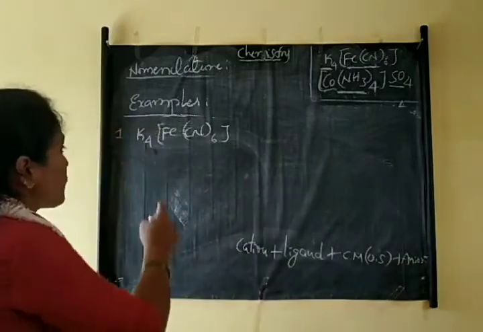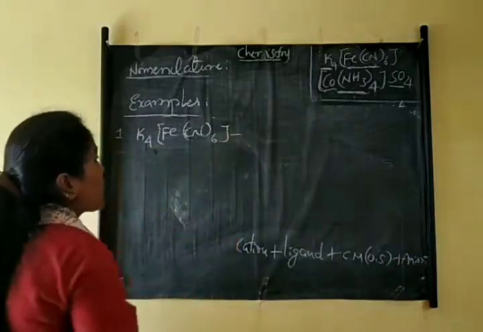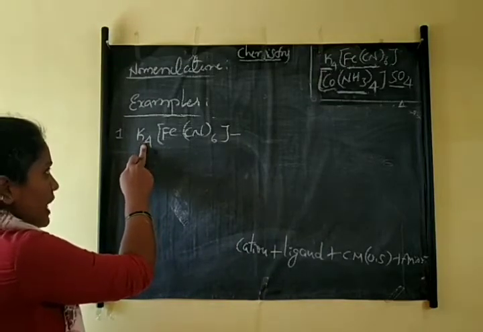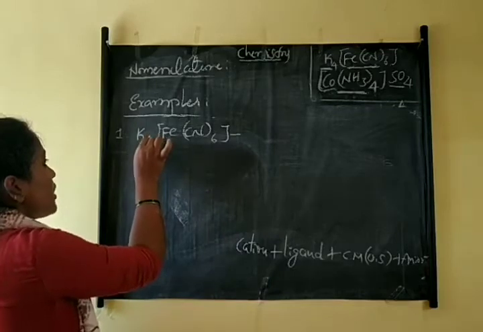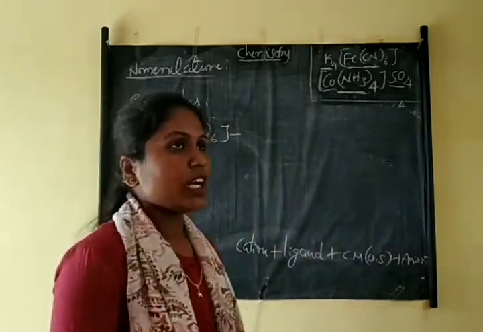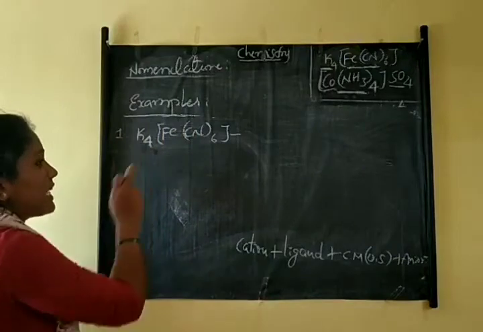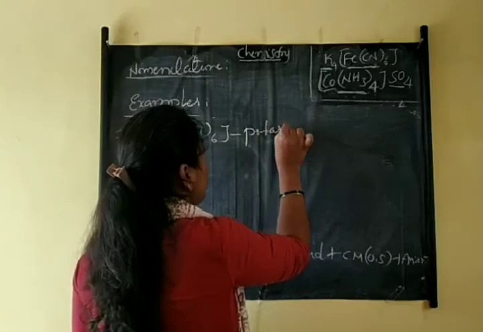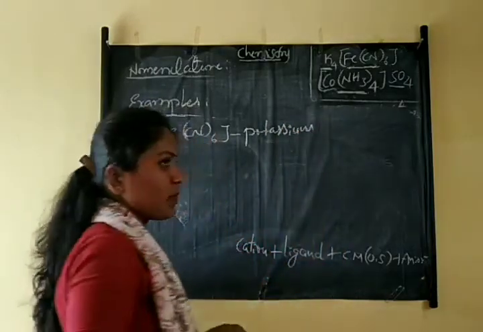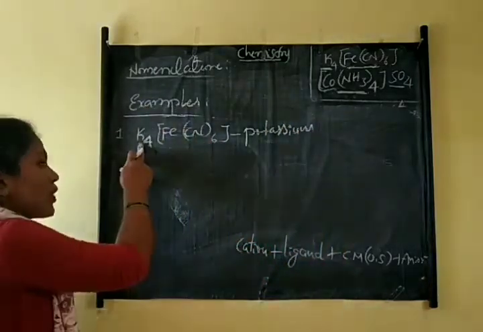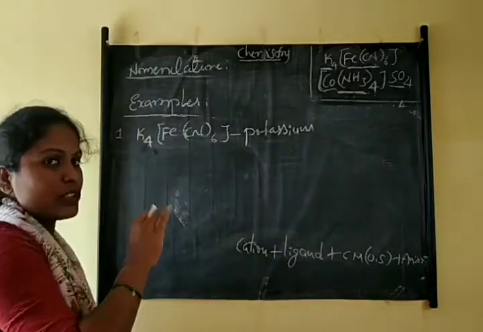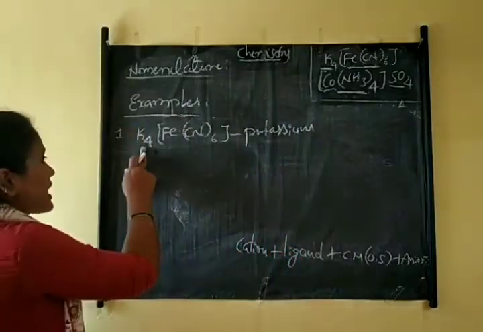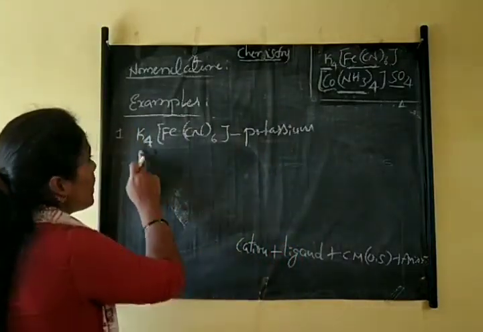Here it is a cation, so we have to name it first, but we don't consider the number of cations. Even though there are 4 potassium, we don't say tetra-potassium, we only say potassium. For example, even if there is Na3, we call it just sodium. So the cation is named first, that is potassium.